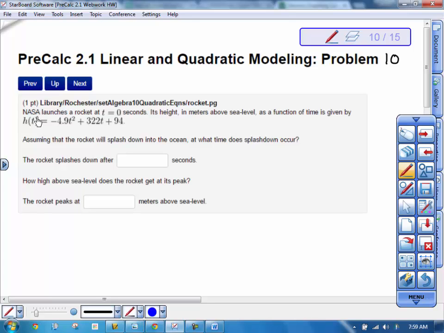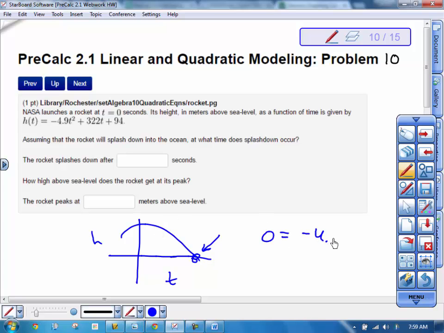Okay, the next problem says that NASA launches a rocket at t equals 0 seconds. Here's the height equation in terms of time. It's going to be a parabola that opens downward. So the first question says, assume the rocket will splash down in the ocean. At what time does the splash occur? Keep in mind this is time, this is height, so we're looking for that time, so that x value from the function, which we can get from the graph, or we can get from plugging in 0 for h.